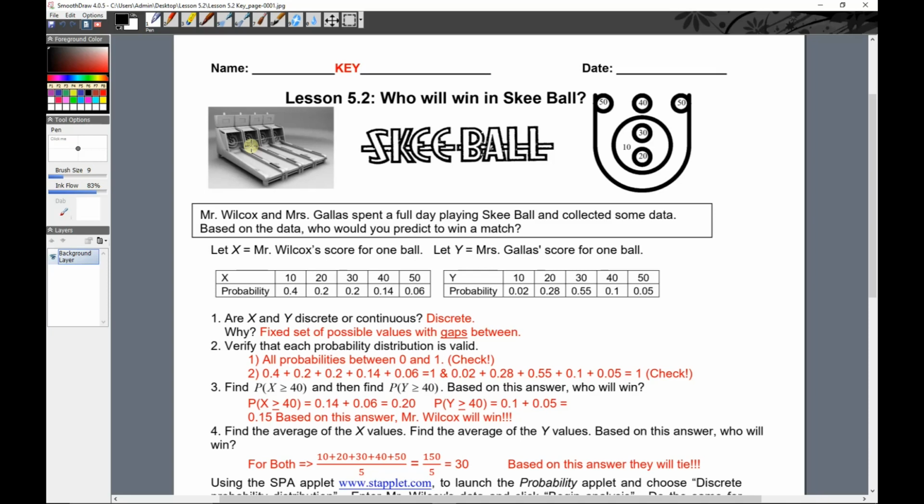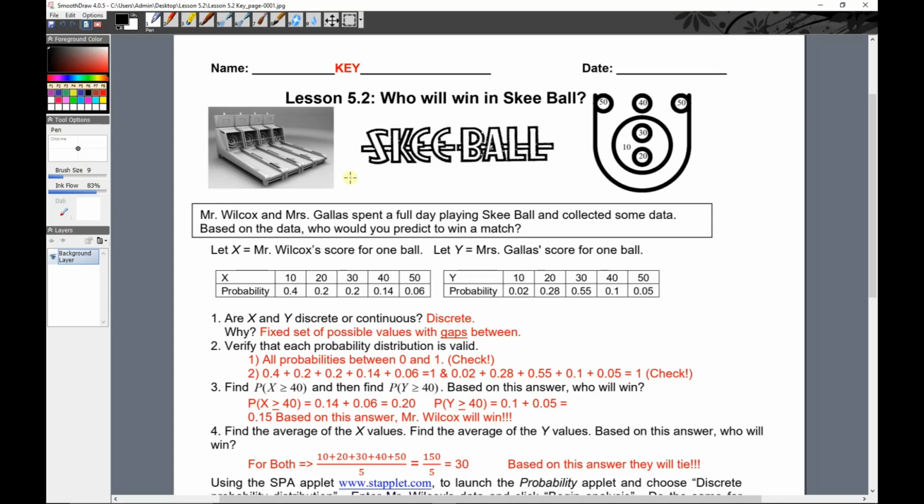We've moved on to a new chapter, and this is lesson 5.2, which I am going to make a quick video of by popular demand. So what we're doing here is working with random variables, and the scenario is about skee ball. You run up to the machine and roll the ball up, and if it goes in the center, you get a lot of points, and if it goes more in the outside rings, you get fewer points. Mr. Wilcox and Mrs. Gallus spent a day playing skee ball and collected some data. Based on the data, who would you predict to win the match?